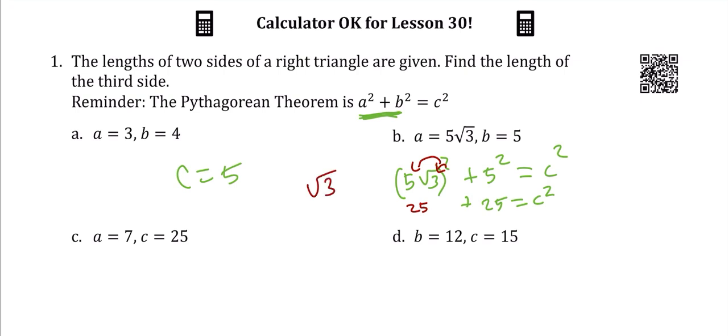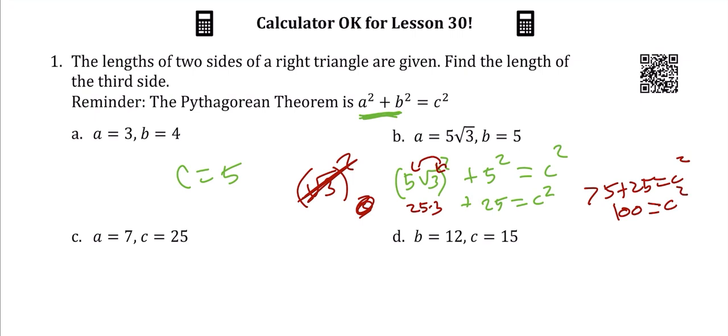What's root 3 squared? Well, if you have something in a square root and you square it, it just pops out of that square root, out of the radical, to just become 3. Okay, so we have 25 times 3. 25 times 3 is 75, plus 25 equals C squared. 100 equals C squared. Take the square root of both sides, C equals 10.